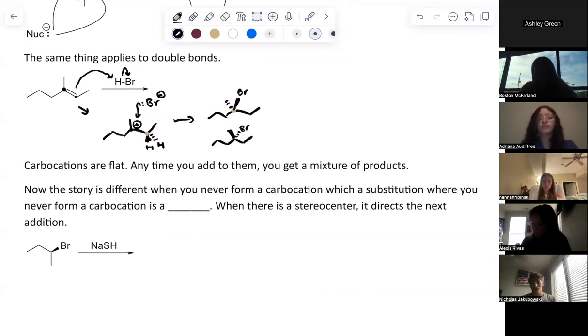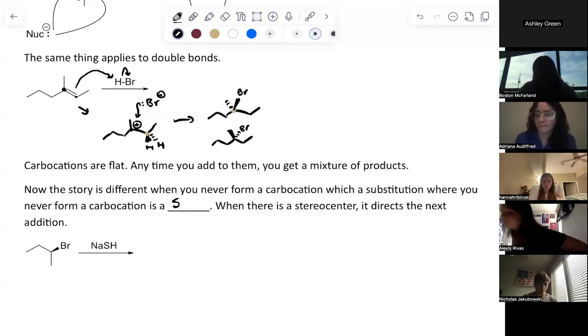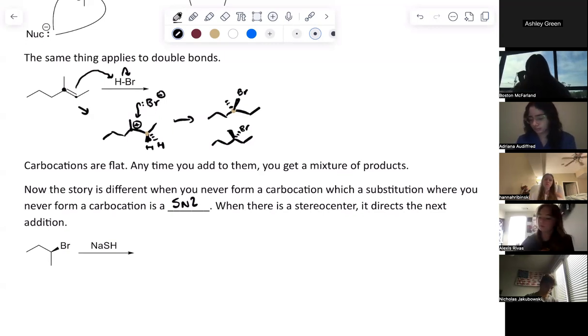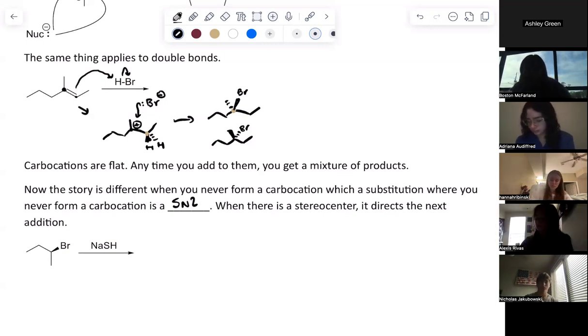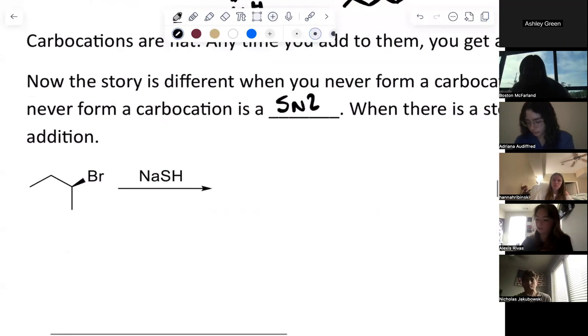All right. So what do we call, we can do substitutions and never get that carbocation. What do we call that? What is a substitution without the carbocation? Well, what's the name of the reaction? SN2. It's an SN2. SN2s happen all in one step, right? They happen just like that. We never have to form the carbocation, right?